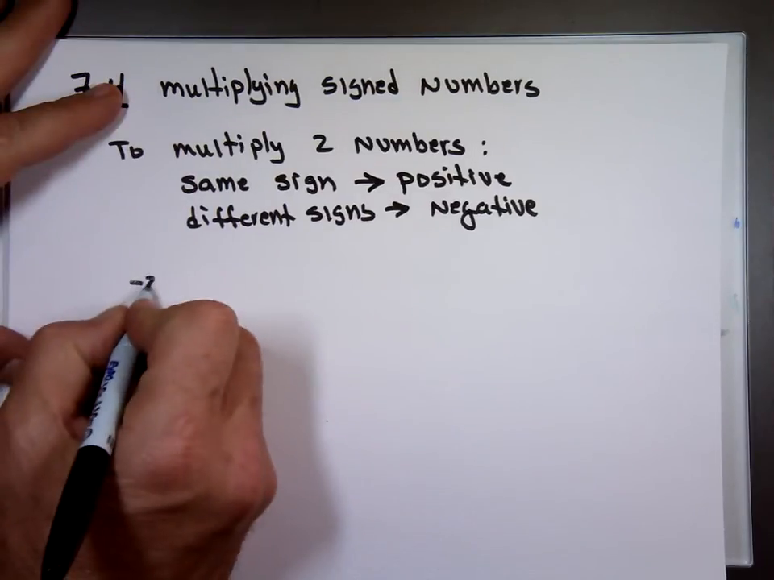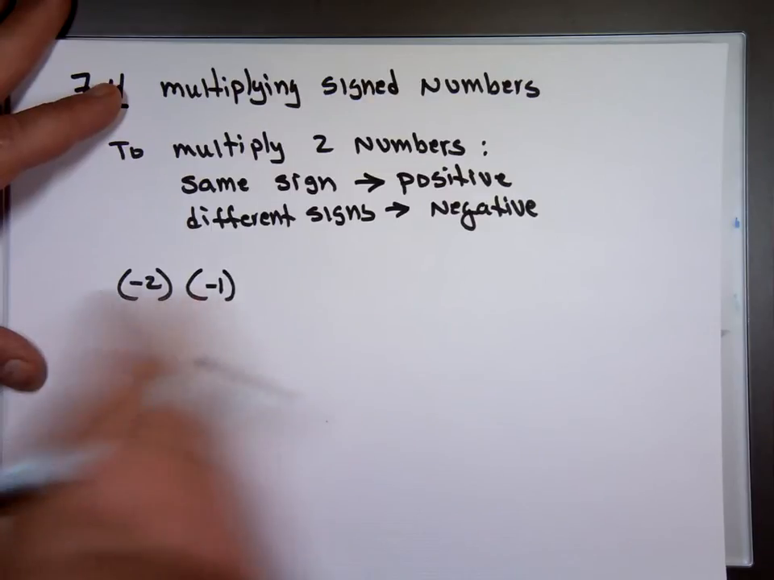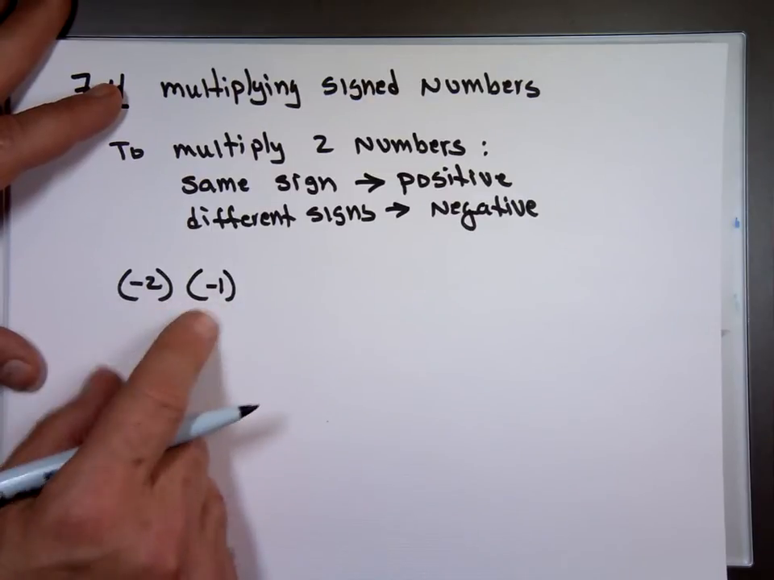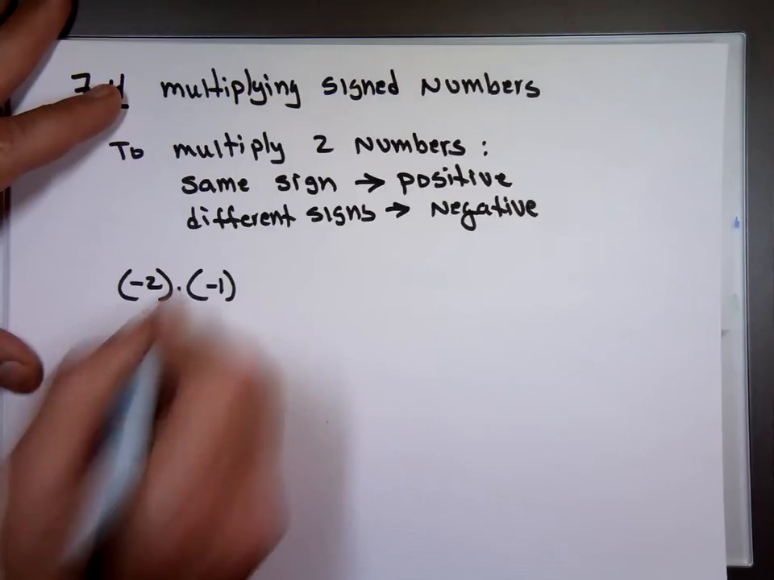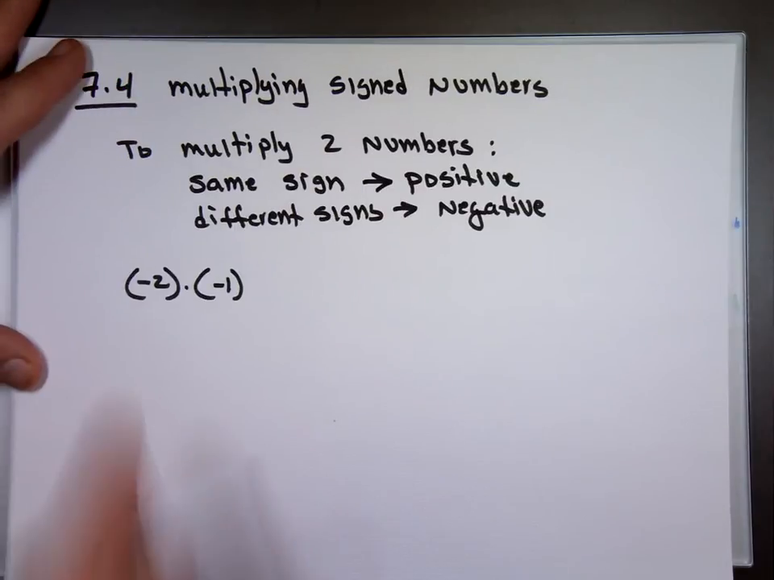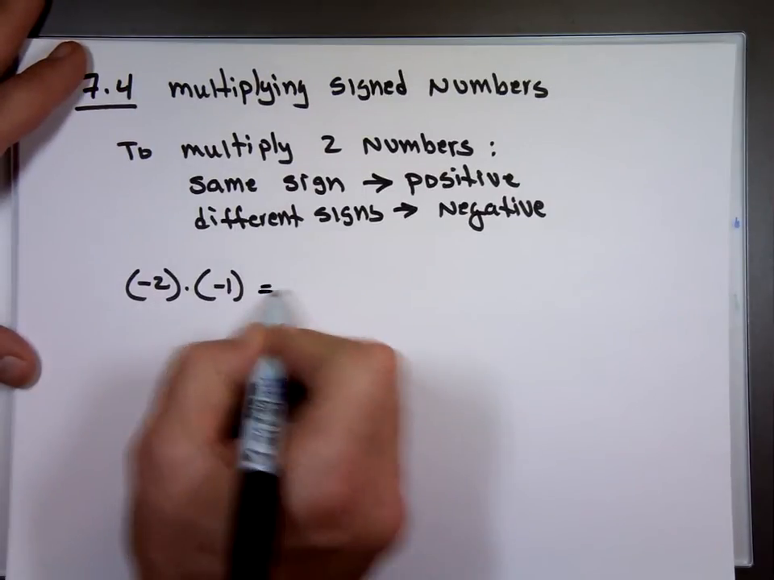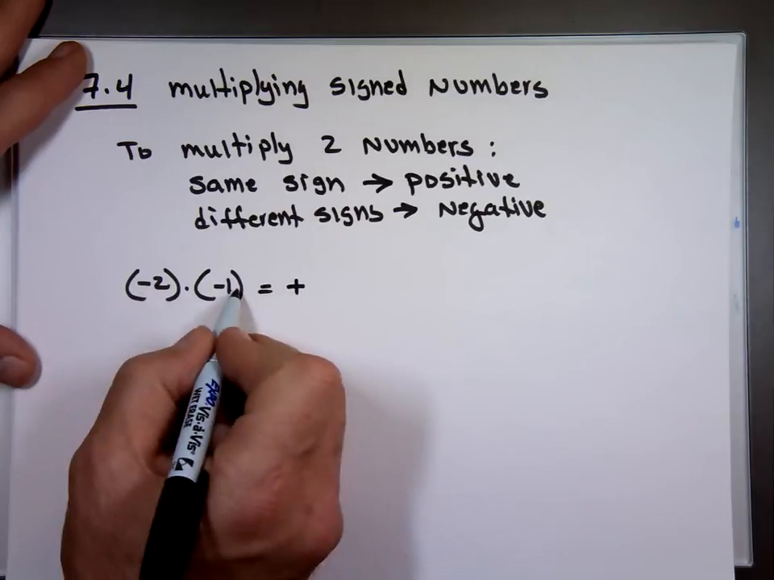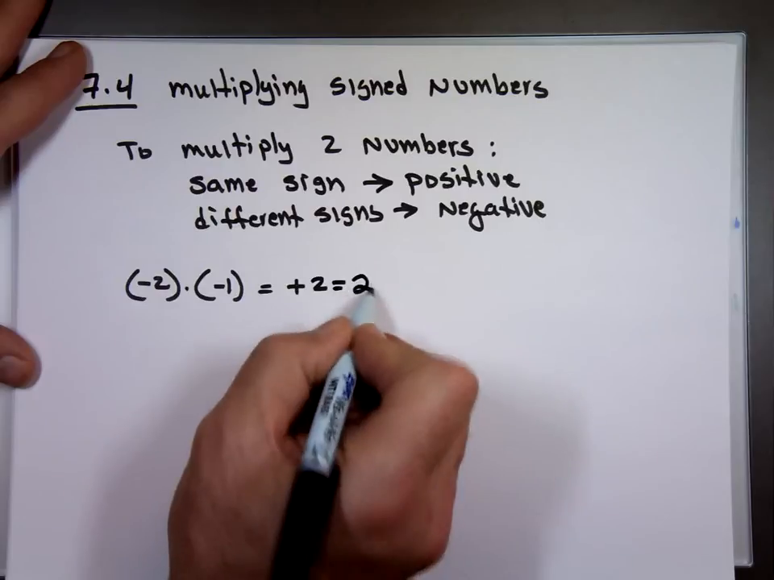So what is minus 2 times a minus 1? By the way, if you don't see a multiplication, you see parentheses, that means multiplication. Sometimes we'll put the dot, sometimes I don't put the dot. Are these numbers the same sign? Mm-hmm. The result is positive. What is 2 times 1? 2. Now I don't put the plus, that's just a 2.